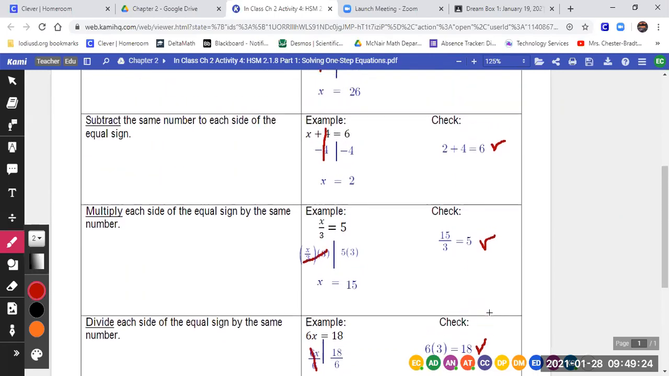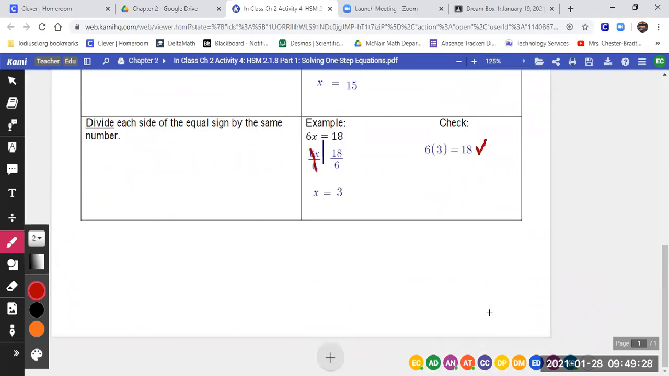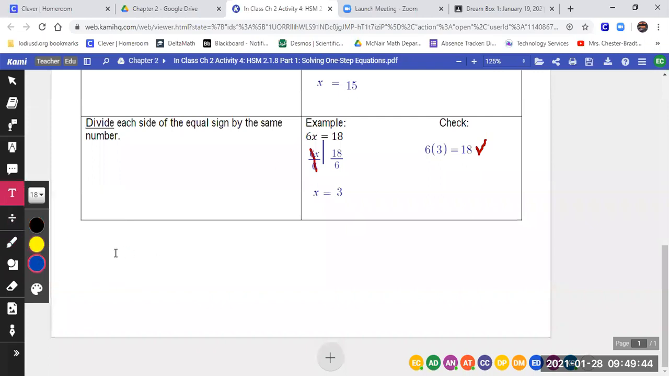Questions about that? So if I gave you a problem, we're doing some practice down here. Right idea, wrong thing. I want my text box. Blue, blue, that'll work.